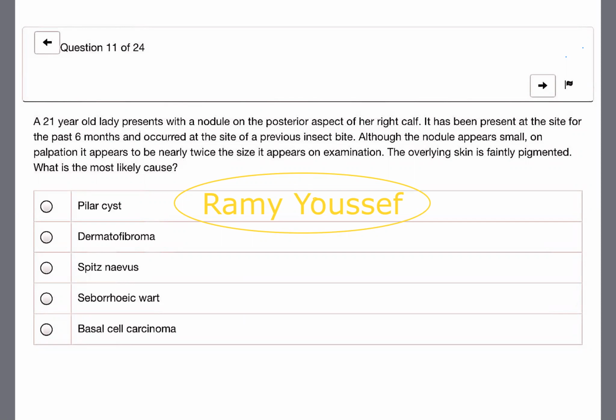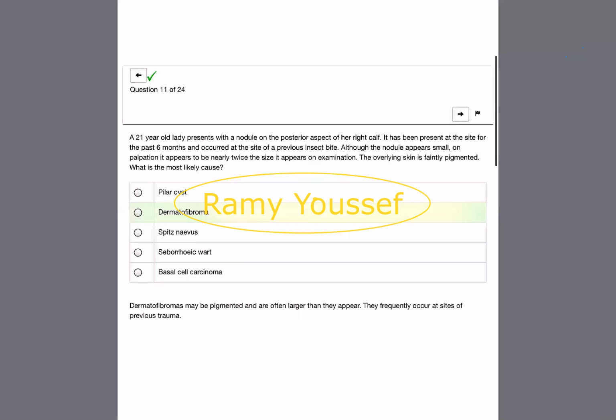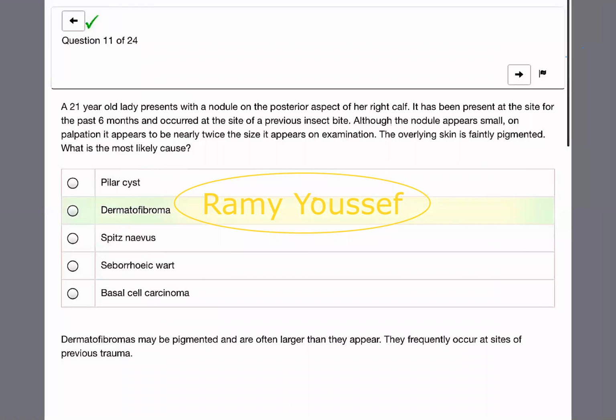I choose B. A firm skin lesion in a young lady, at a previous insect bite. By the way, in the recalls it even comes at the site of a previous insect bite or previous trivial trauma like a pinprick or a flower prick. So it is what's called dermatofibroma. Sometimes it's a little bit tender. I think the key word here is the previous insect bite.